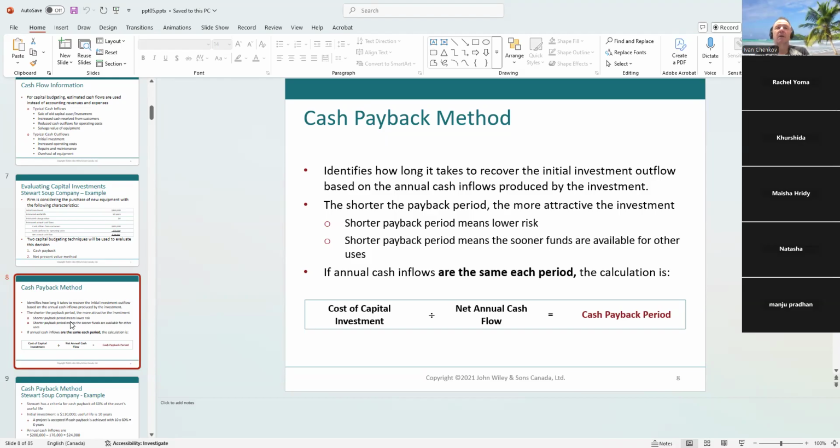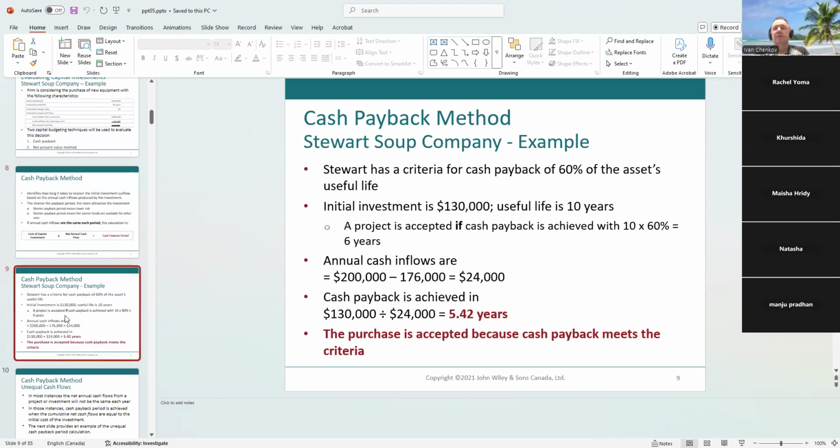And then we're going to see how long it takes us to recover the cash flow. In this case, if the initial investment is $130,000 and we're getting $24,000 constantly every year, it's going to take us 5.42 years to collect $130,000 and to recover the initial investment. Again, how are we getting it?